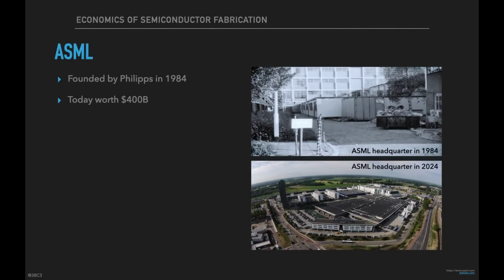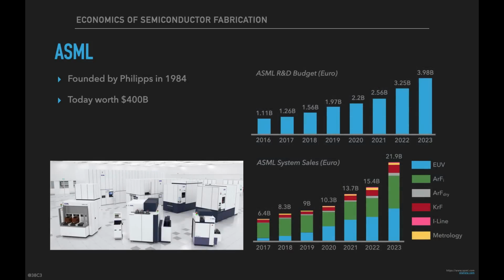It's ASML. It was founded in 1984 in the Netherlands. Today it's worth $400 billion, and it's the 4th biggest company of Europe. And they make their revenue mostly by EUV lithography tools and argon fluoride immersion tools, as you can see here. It's pretty high revenue, and they spend a significant amount of their money in R&D here.